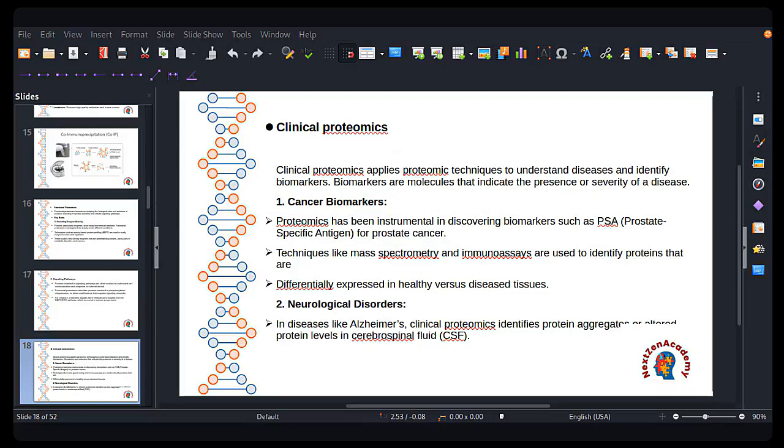So in Alzheimer's patients, there is a tau protein, which is present in higher amounts in the diseased person. Okay, so we can analyze from it.